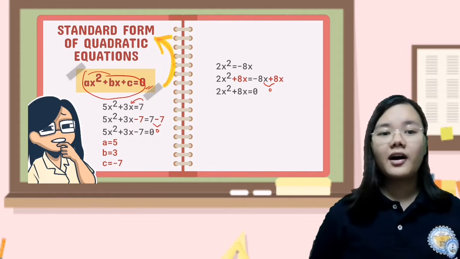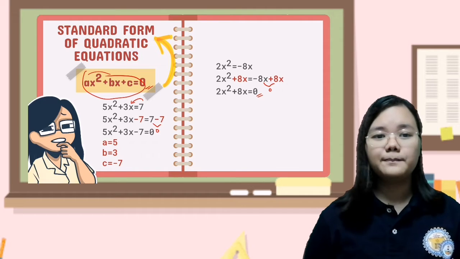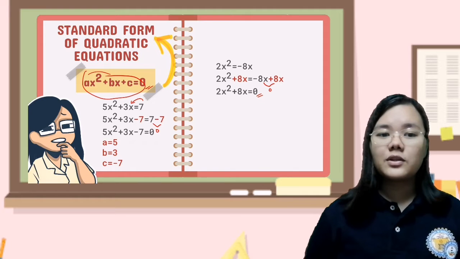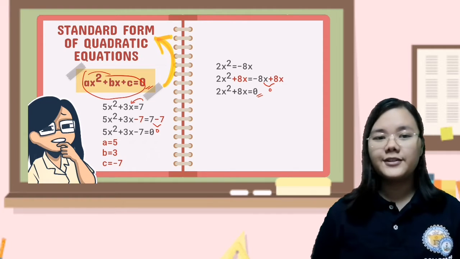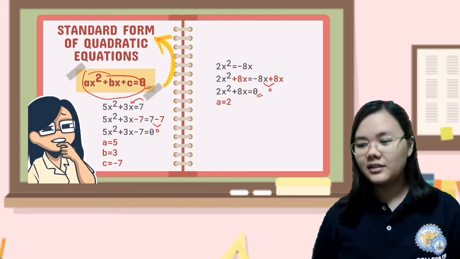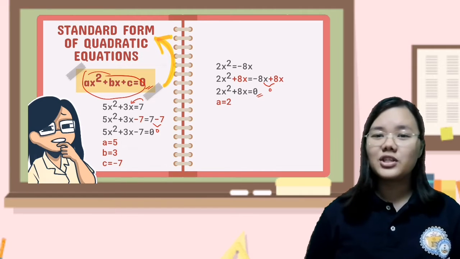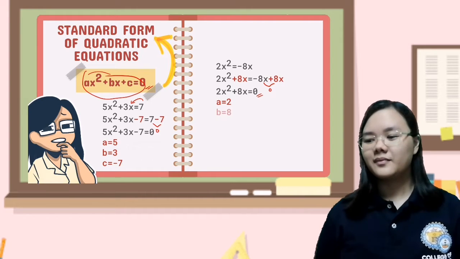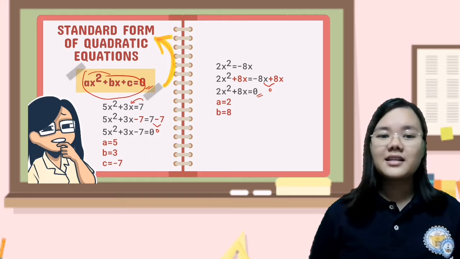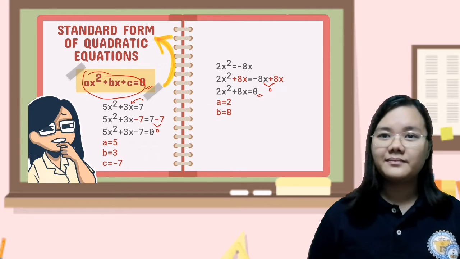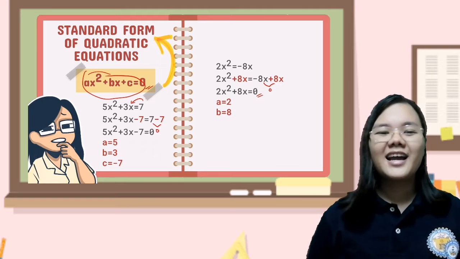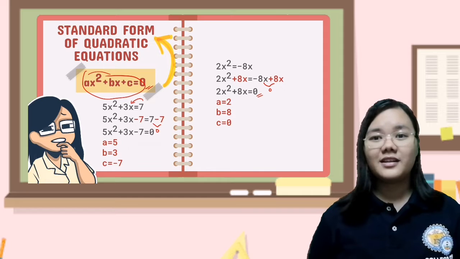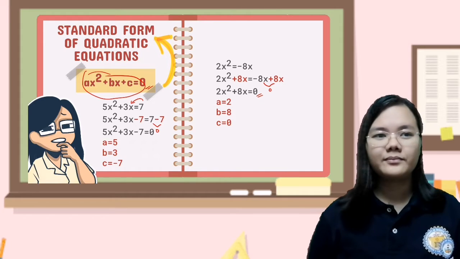Again, identify which one is a, b, and c. Diona, please state which is a. Very good, it is 2. Sayo, please state which is b. Excellent, very good, it is 8. Eater, please state which is c. Very good. There is no c since there is no constant. Then our answer will be 0.